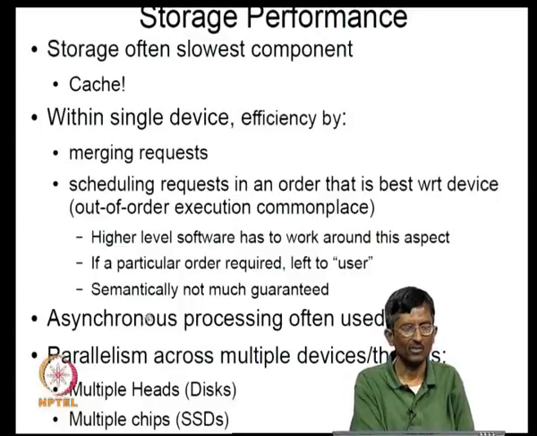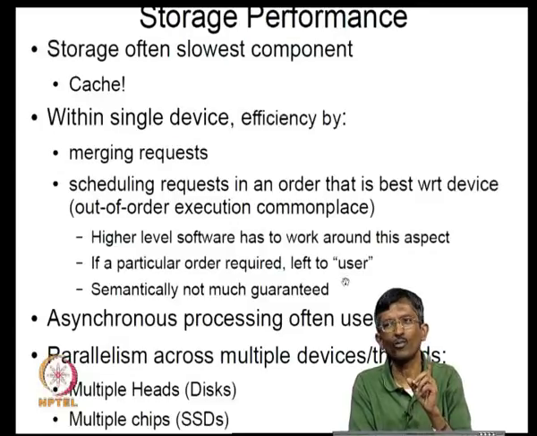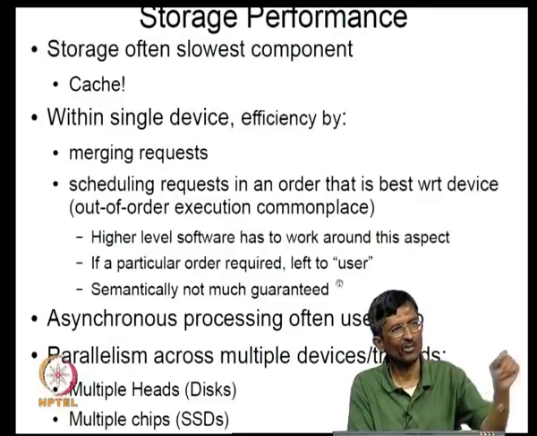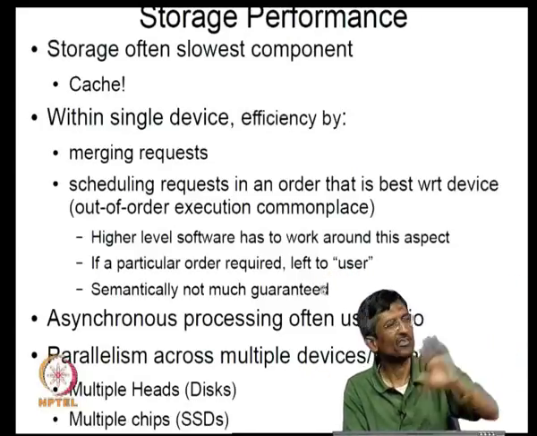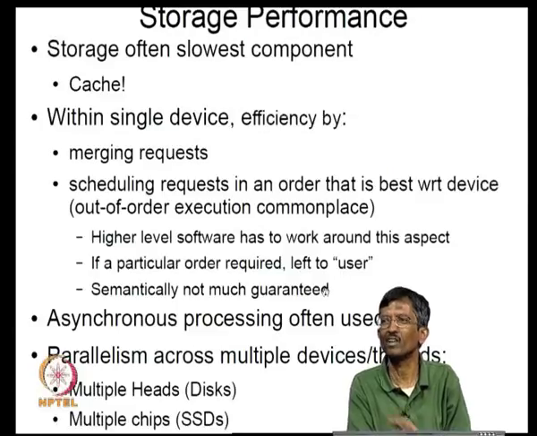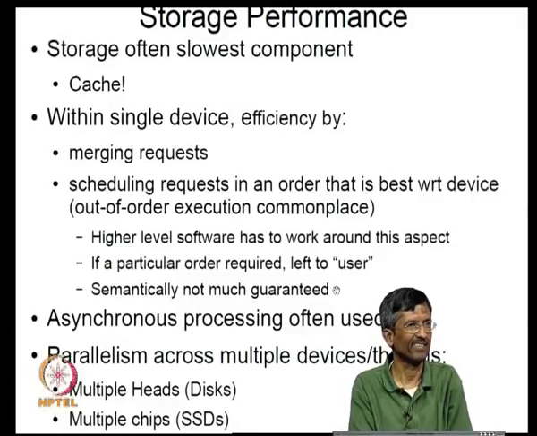If a particular order is required, it is left to the user. You have to tell the system, and you are going to suffer for it if you want a particular order, because I am going to go from here, seek here, come back, go here, come back, go here. I am going to kill you with 15 milliseconds every single time for every 4 kilobytes. Do you want such bad performance? If you want it, I will give it to you. Whereas if you don't tell anything, the system assumes that you are not going to tolerate such slow behavior.